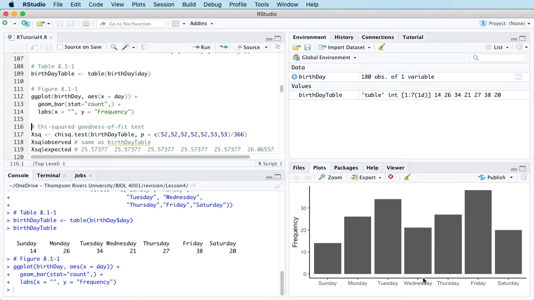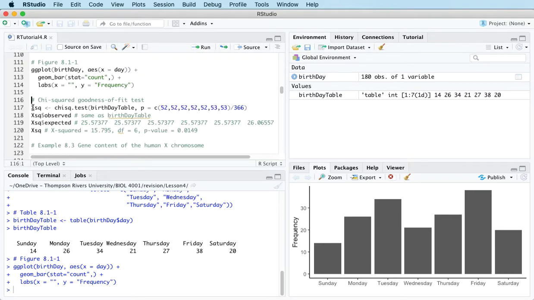You can see that we might expect the distribution to be pretty uniform across the days of the week. After all, there's no reason why a birth should occur on one day any more often than on another day. But there's quite a bit of variation here. Even taking into account that we've just got a random sample of births, we've got a very low count on Sunday, for example, and a much higher count on Friday. So maybe there's something going on there. We're going to look at that with a chi-squared goodness of fit test.